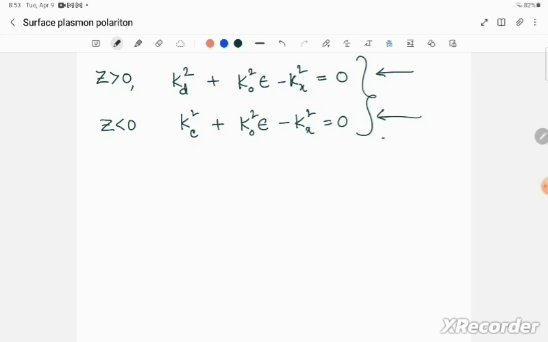One thing has to be noted, there's a slight typo, the epsilon 2 has to be different. So in the dielectric it is epsilon D and in the conductor it's epsilon C. Okay, so these are the two dielectric constants and so on. So we carry on from here.